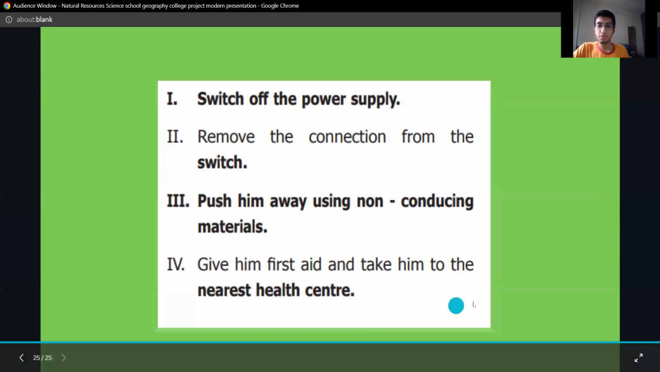And fourthly, and the most important thing, give him first aid and take him to the nearest health center so that he or she can be saved.